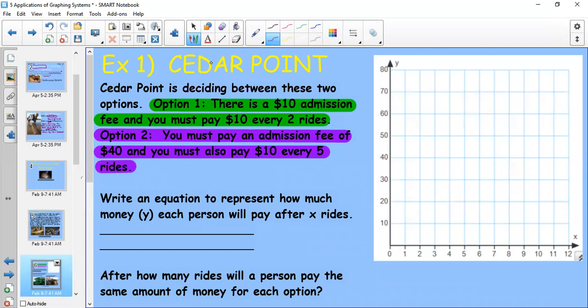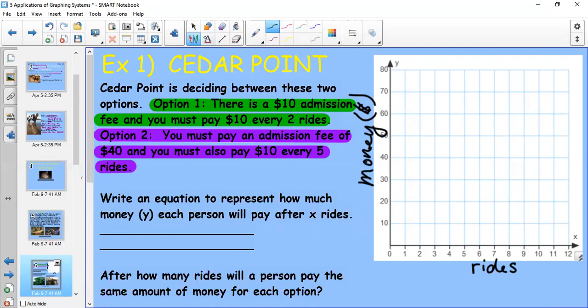Before we do anything, it says write an equation to represent how much money, y, each person will pay after x rides. So the first thing I'm going to do is label my graph. It says money is y, so I'm going to put money or admission fees, and we're going to do that in dollars. And our x is rides. I'm going to label my graph just to help me visualize this a little bit better.